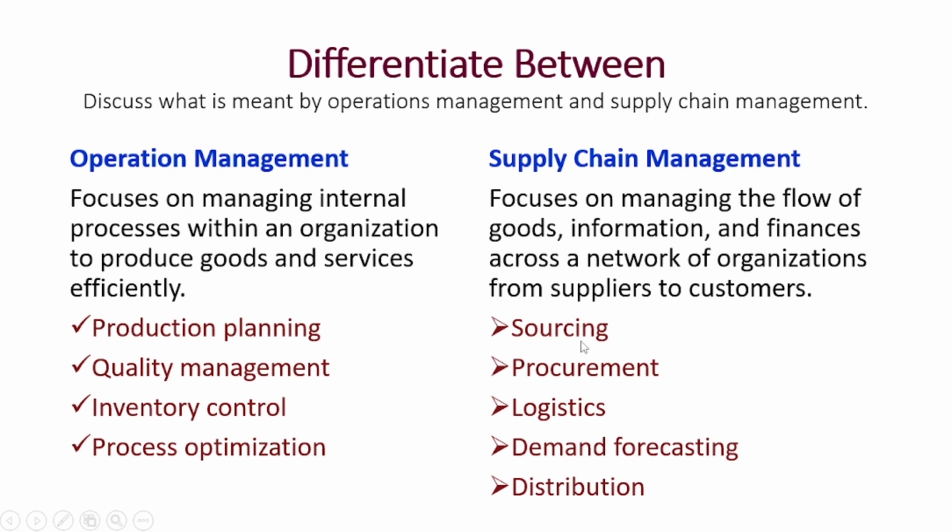For example, sourcing is mainly done externally, procurement externally, logistics externally, demand forecasting externally, distribution is performed externally, demand of a customer is externally. Now talking about operations management, which is done in internal processes. So what things are involved in it? Production planning, quality management, inventory control, process optimization.